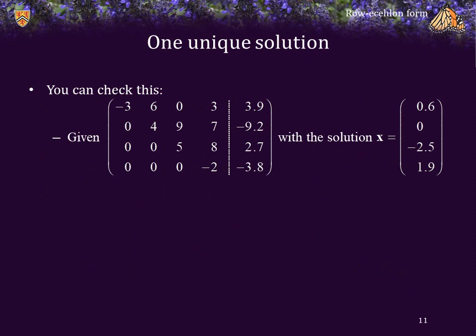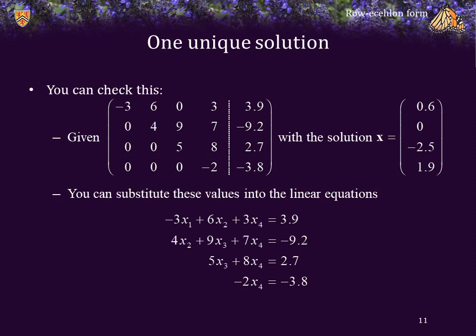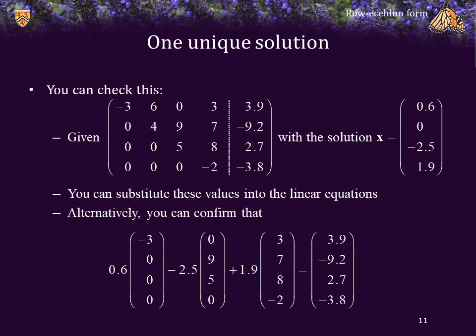Again, you can check this. Given this augmented matrix with the solution vector shown here, you can substitute these values into the 4 linear equations and you will see that all 4 linear equations hold. Alternatively, you can confirm that this linear combination of vectors on the left does indeed equal the vector on the right-hand side.